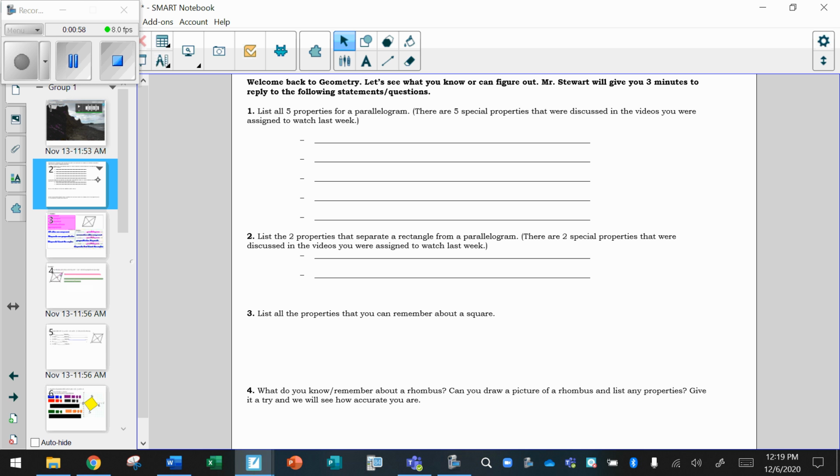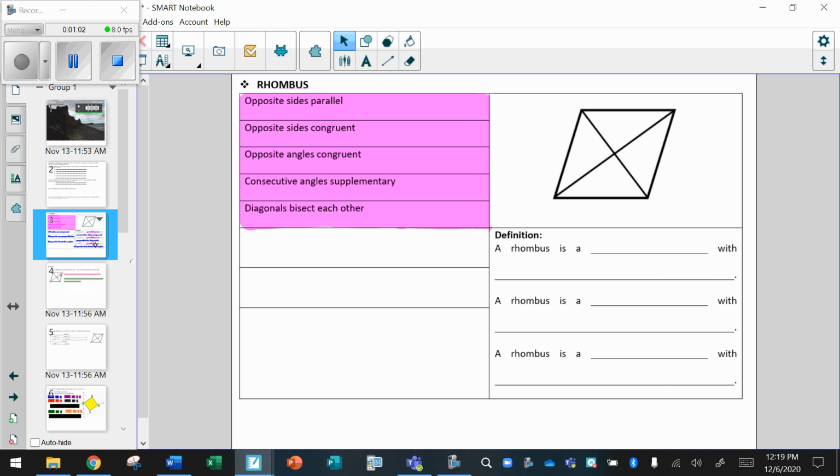Okay, so hopefully you have all your work done off to the side with all your different properties. Your 5 basic properties for your parallelogram that you're supposed to remember: opposite sides are parallel, opposite sides are congruent, opposite angles are congruent, consecutive angles are supplementary, and the diagonals bisect each other. Those are the 5 properties of every parallelogram. And remember that a rectangle is a parallelogram, so the rectangle has all of those properties as well as the rectangle has all right angles and a rectangle has congruent diagonals. Those are the 2 properties that separate the rectangle from the parallelogram.